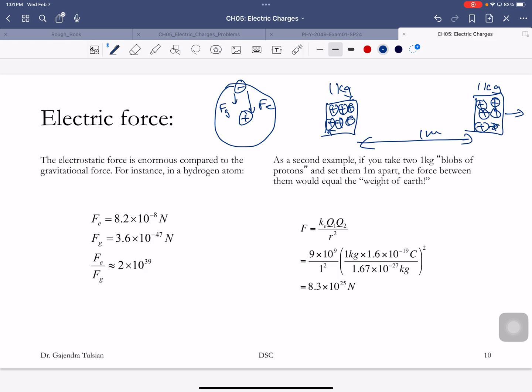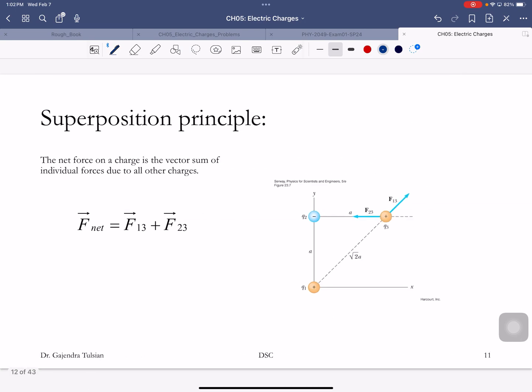They'll repel each other. So I'm saying take this much water, here's another water bottle, strip it of all its electrons, and this one of all its electrons. They will repel each other, and the repulsive force will equal the weight of the Earth. That's how strong the electrostatic force is. Of course, it's almost impossible to strip this of all its electrons, but if you could, that would be the result. So the electrostatic force is very strong.